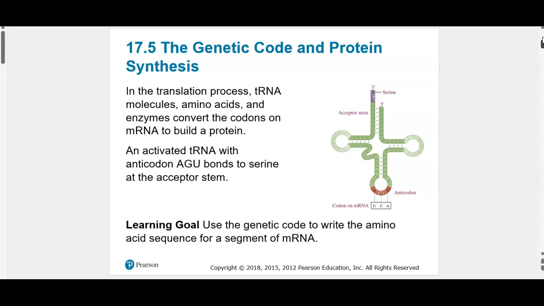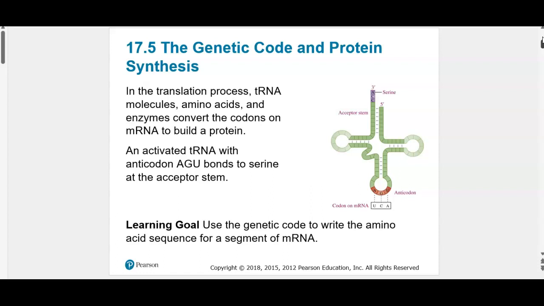The genetic code is a collection of nucleotide triplets, sequences of 3 of these, each of which codes for an amino acid, and actually a couple of them code for a stop codon or a start codon.